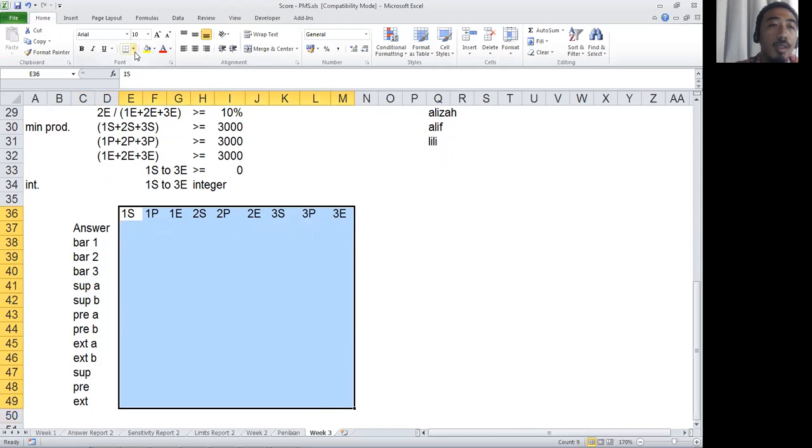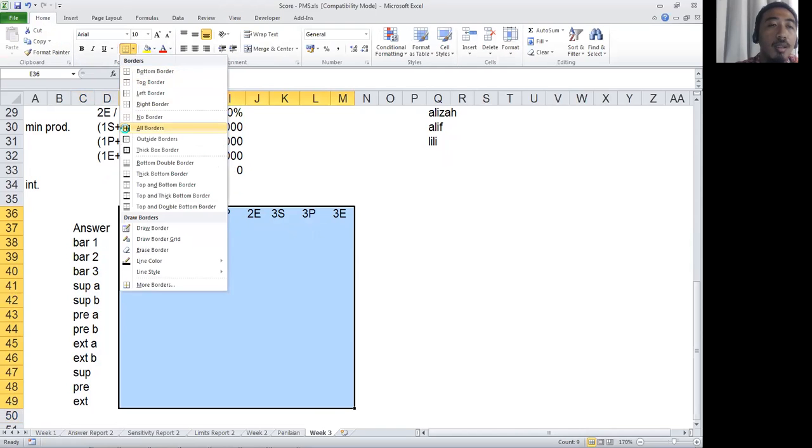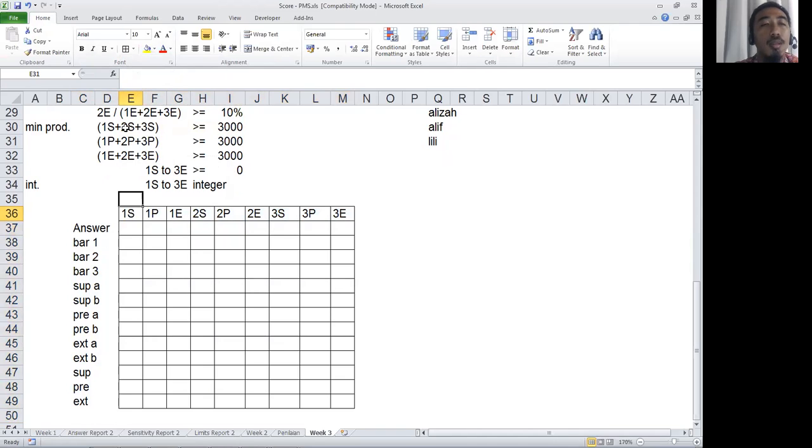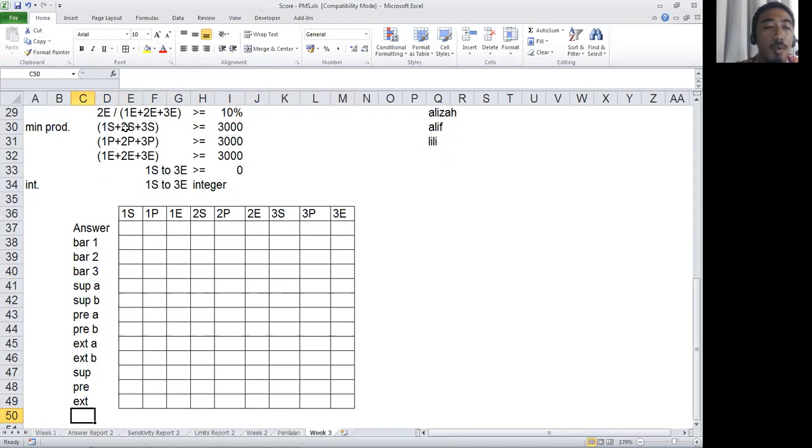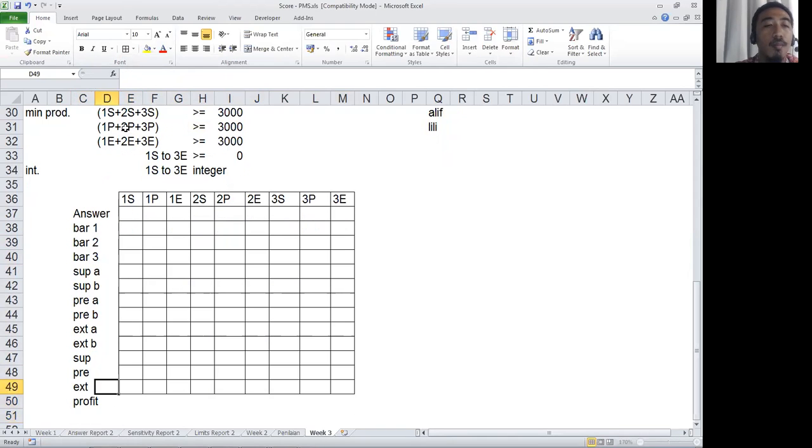Fulfill this cell with the needed parameter. Oh, I'm sorry, the last one, the profit is here. Okay, we prepare this for the answer. Yeah, we give mark here. Okay, now the profit here. What is the profit?